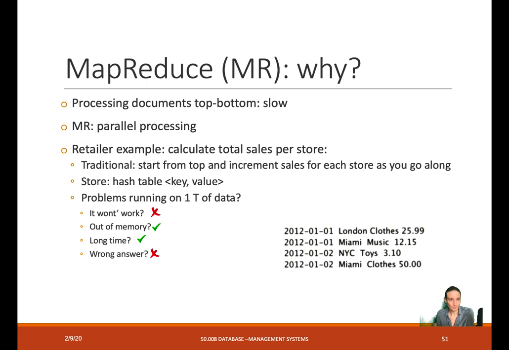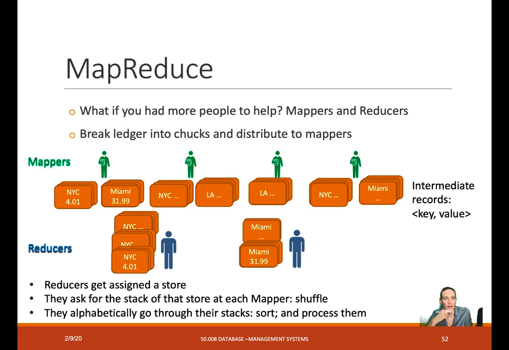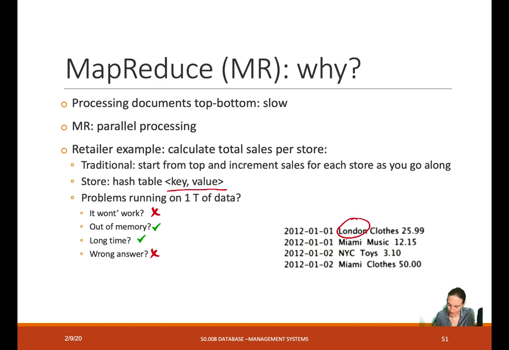So in Hadoop, we're going to be working with key value pairs and using a hash table so that we can actually do parallel processing. I'll explain more how this will work. We have our sales, and the key value pairs that we're interested in are the store and the amount, because we want to have the total amount of sales per store. So that's going to be our key and our value.